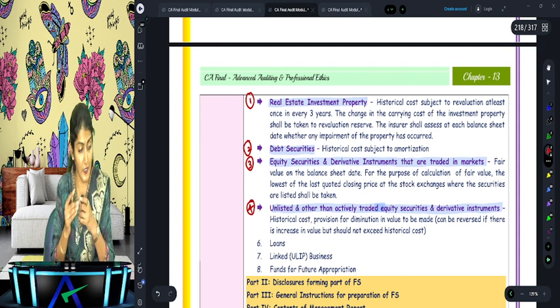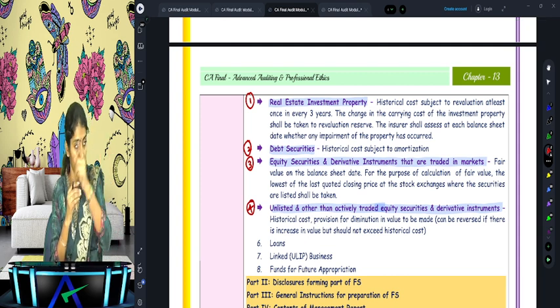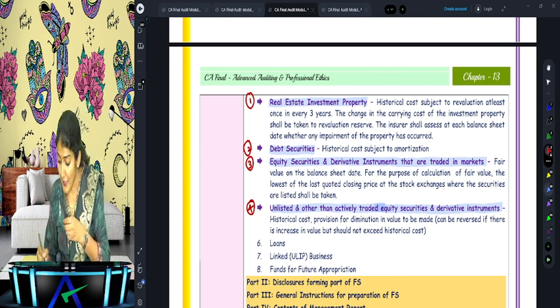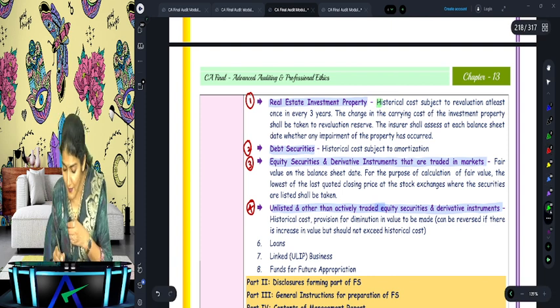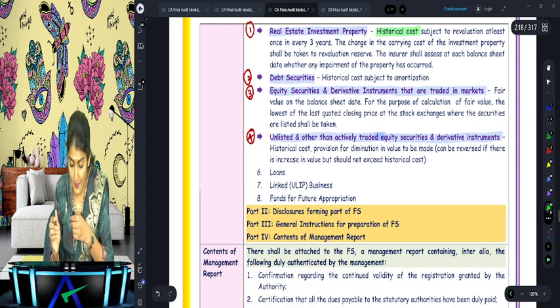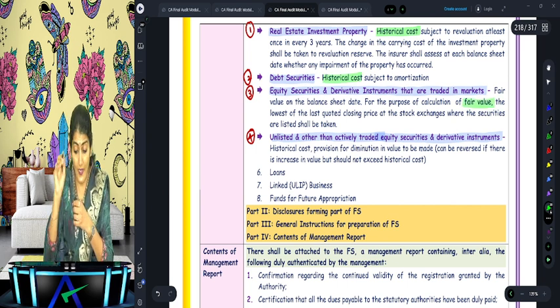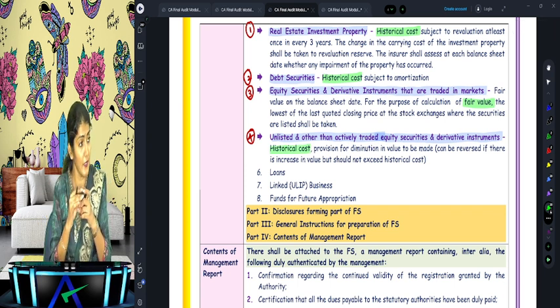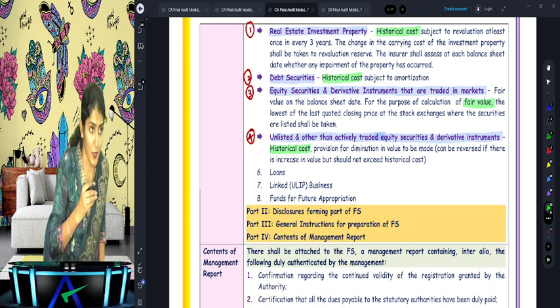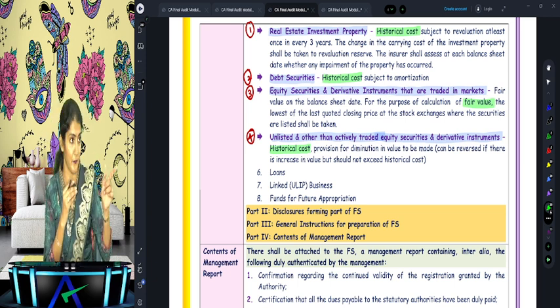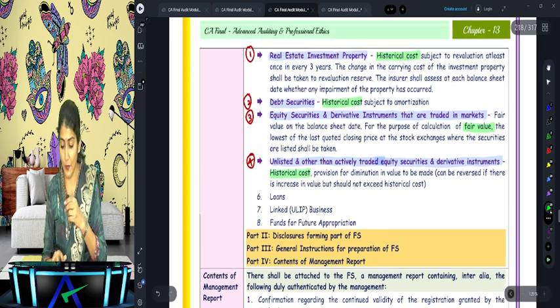So do you get the four classifications of investments of an insurance company? What are the four classifications? Real estate investment property, then the debt securities, then equity which is traded, and equity which is not actively traded. Are you understanding that? Then how is the valuation required to be done? Real estate investment property at historical cost, debt securities at the historical cost, equity securities at the fair value, and the unlisted and other than actively traded at the historical cost. So 1, 2 and 4 are at the historical cost. Only 3 is at the fair value. Are you understanding that?